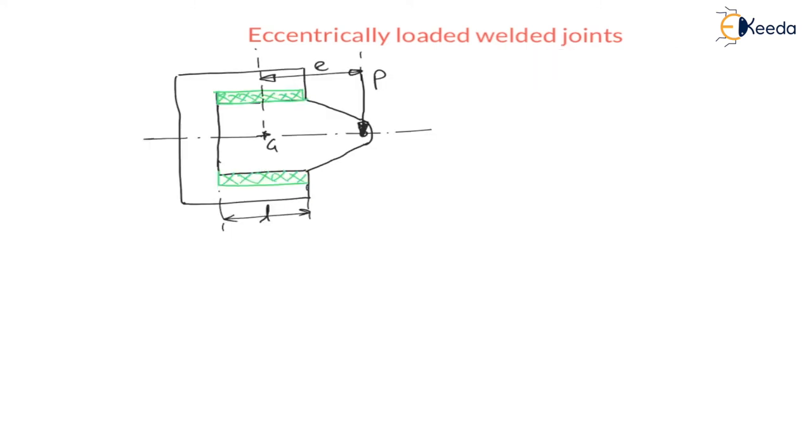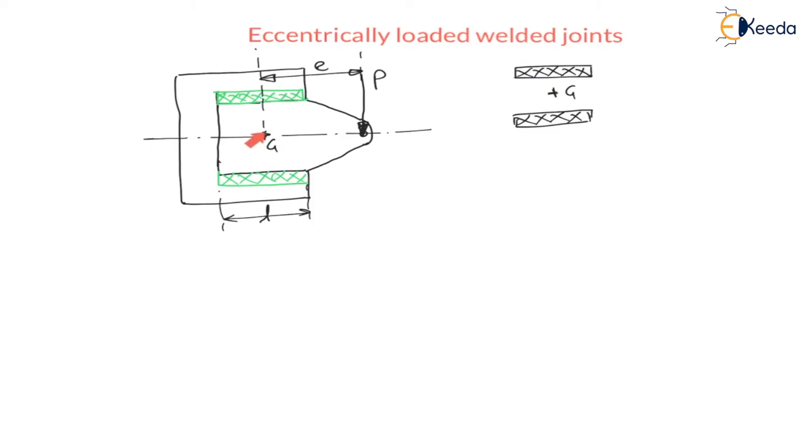Now let us consider another case. Let us say there is one plate over which another plate is welded. There is a welding at this location, and welding is done for length L on one side and again length L on the other side, and the load is eccentric at distance E from the centroid of these two weldings. There is an upper side welding and a lower side welding. For these two weldings, the centroid will be at the center. Therefore, this G is the centroid or center of gravity of these two weldings.